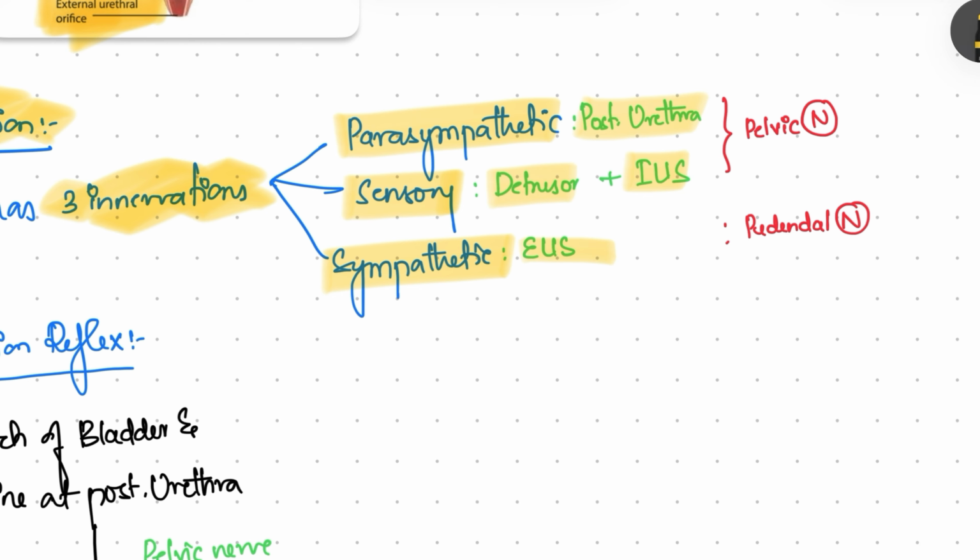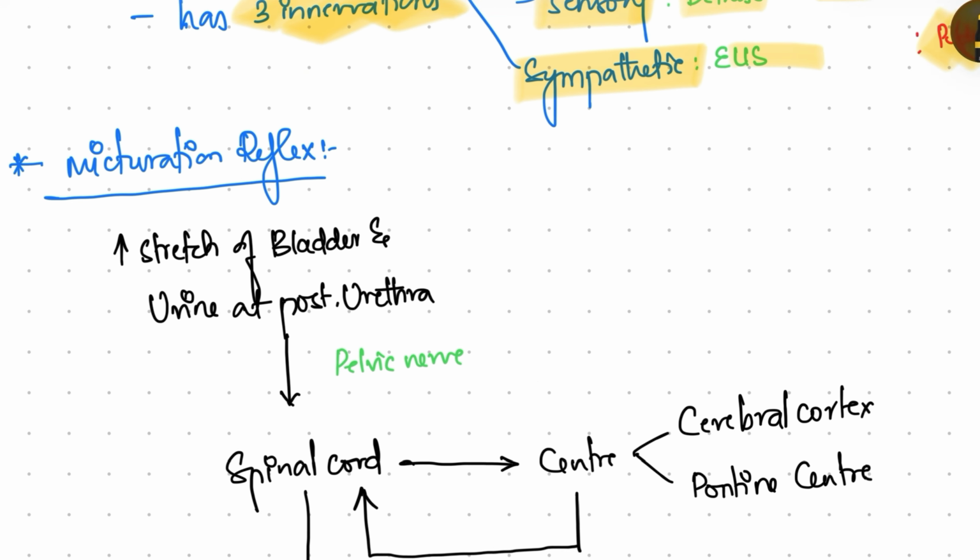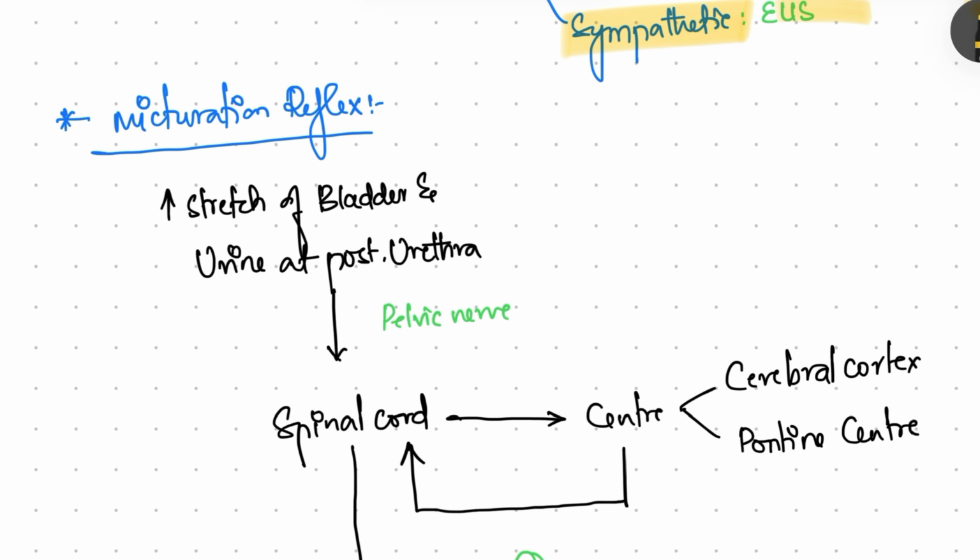So what are the nerves which act as parasympathetic, sensory or sympathetic? Pelvic nerve will be acting as parasympathetic and sensory both, and sympathetic will be acting by pudendal nerve. I hope this is clear. This is the important part. Then we'll look in a bit more detail. Micturition reflex is a 5 marker for first year students in physiology, and it is also important for NEET PG students. So let's look into it.